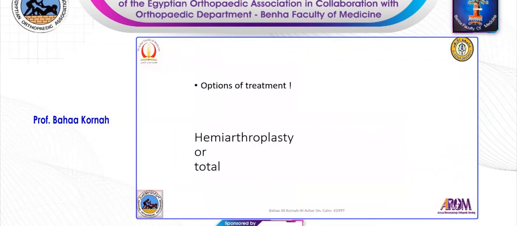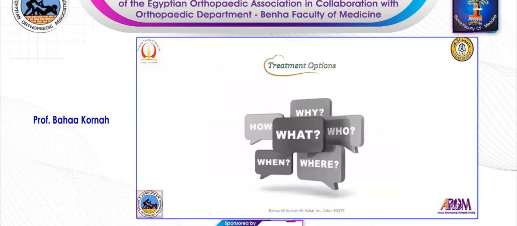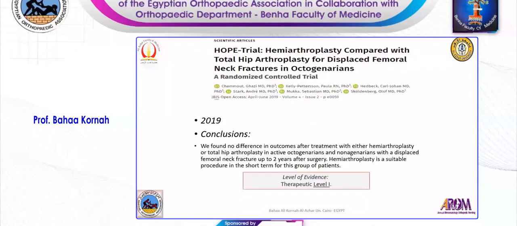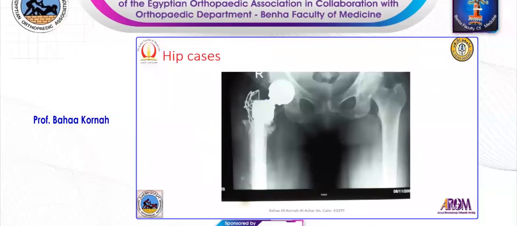So what can we do? Two options: either hemiarthroplasty or total hip arthroplasty. Why, when, and what can we use? This is the HOP trial comparing hemiarthroplasty with total hip arthroplasty for displaced femoral neck fracture. This study was in 2019. Conclusion: there is no difference in the outcome after treatment with either hemiarthroplasty or total hip arthroplasty.